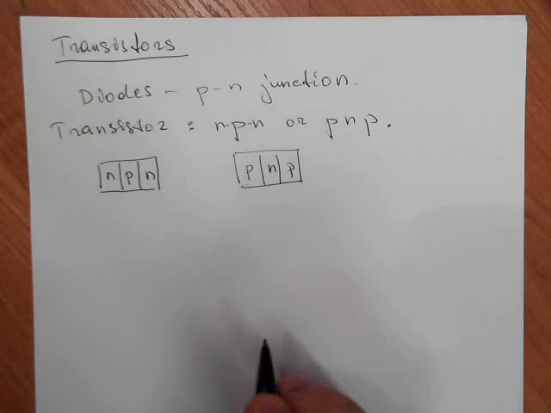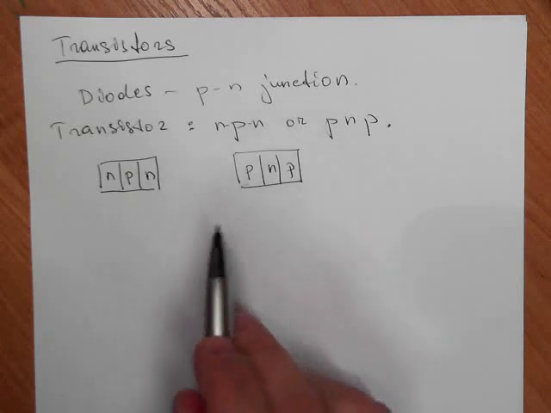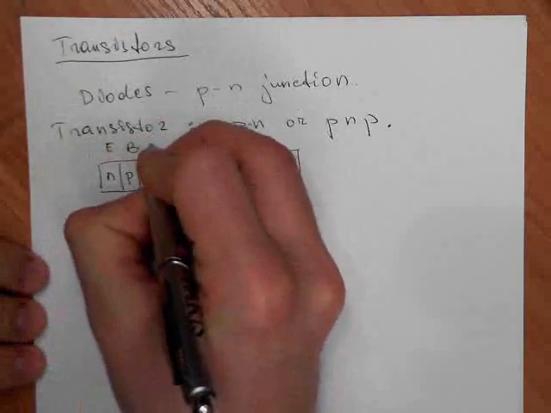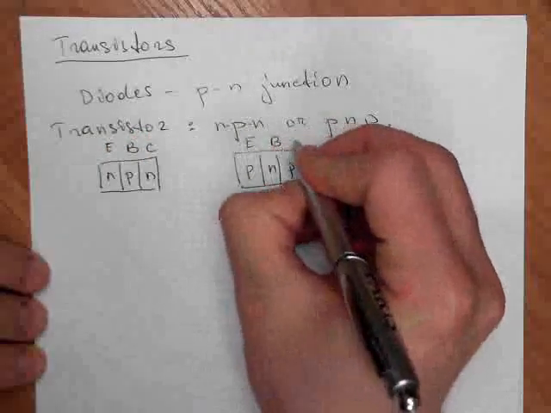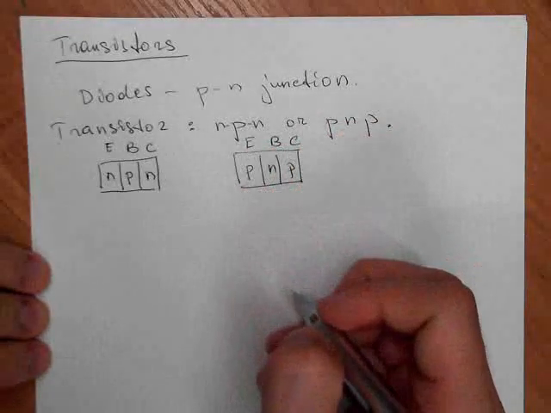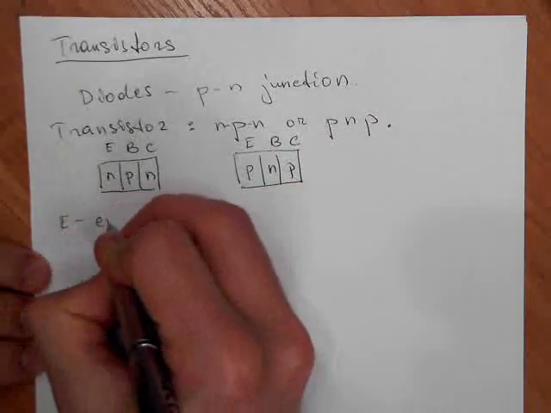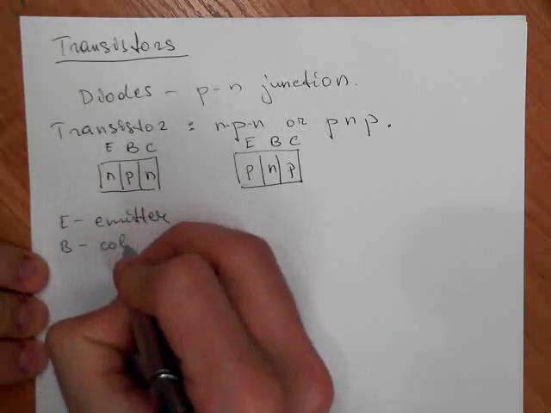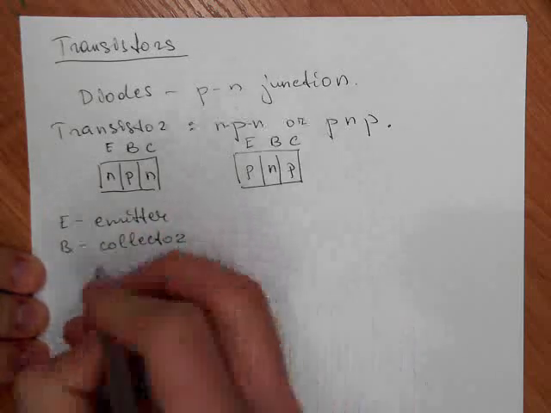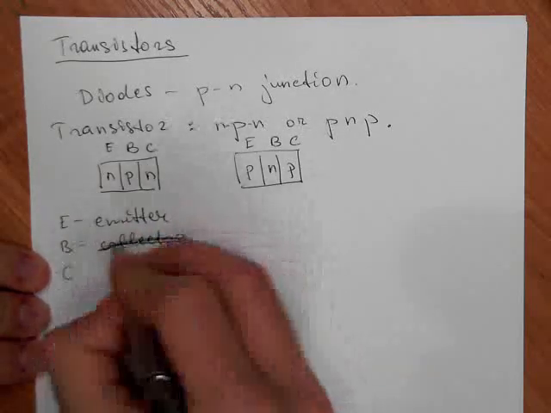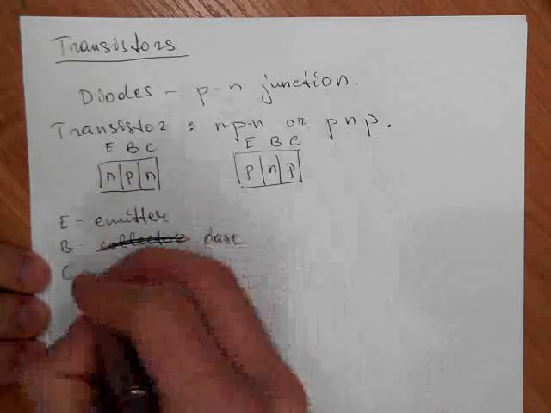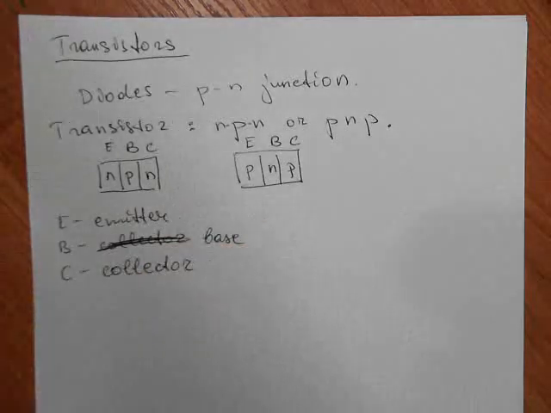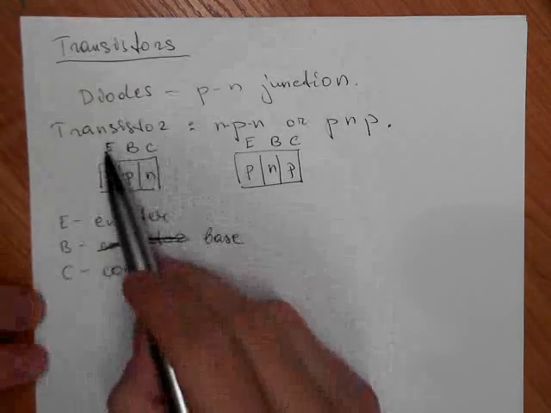Every transistor has three terminals, as you can see here. It is emitter, base and collector. E stands for emitter, B stands for base, C stands for collector. And you can see them here, EBC.